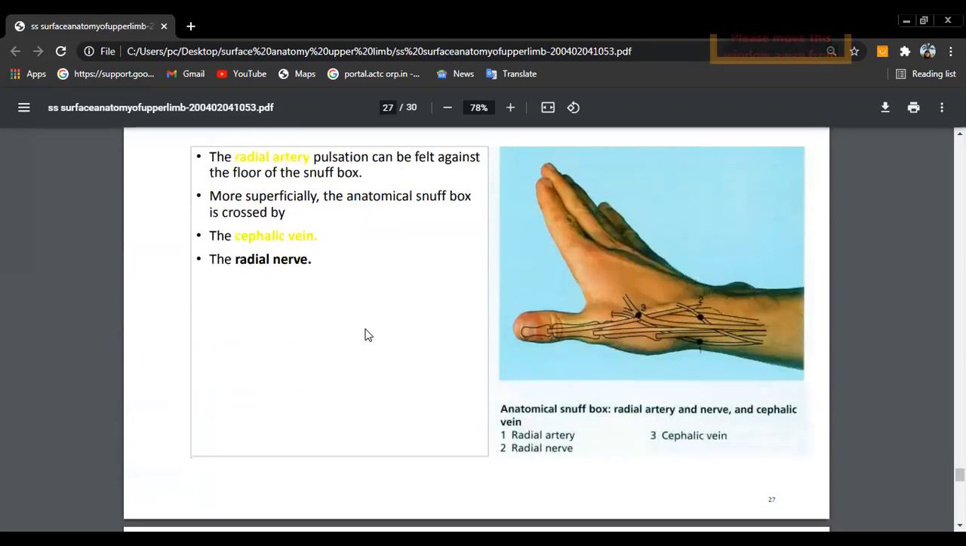Okay, so what is the importance? Why is it so important? See here, the radial artery. Which one is the radial artery? The one numbered as 1. So this is the radial artery. It can be easily palpated against the floor of the anatomical snuff box. More superficially, we know it is crossed by number 3, the cephalic vein. It is also crossed by the superficial branch of the radial nerve.